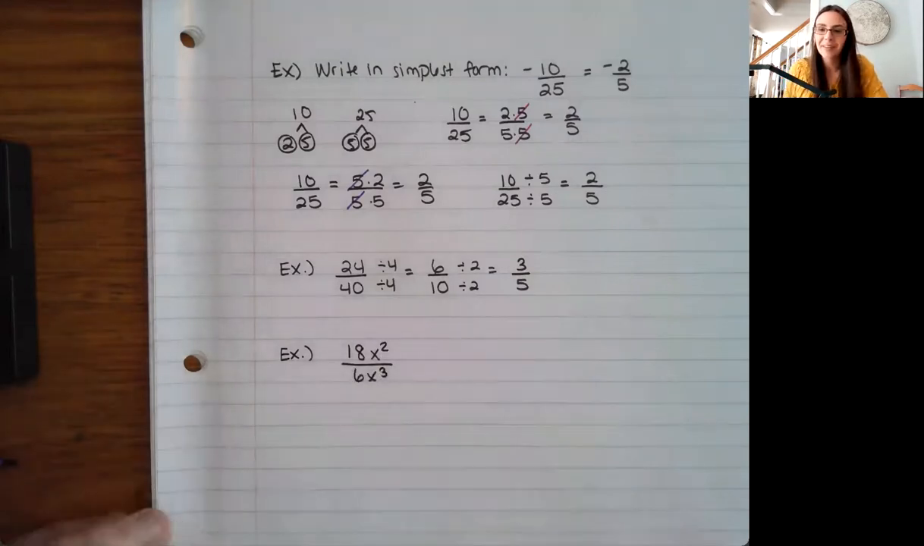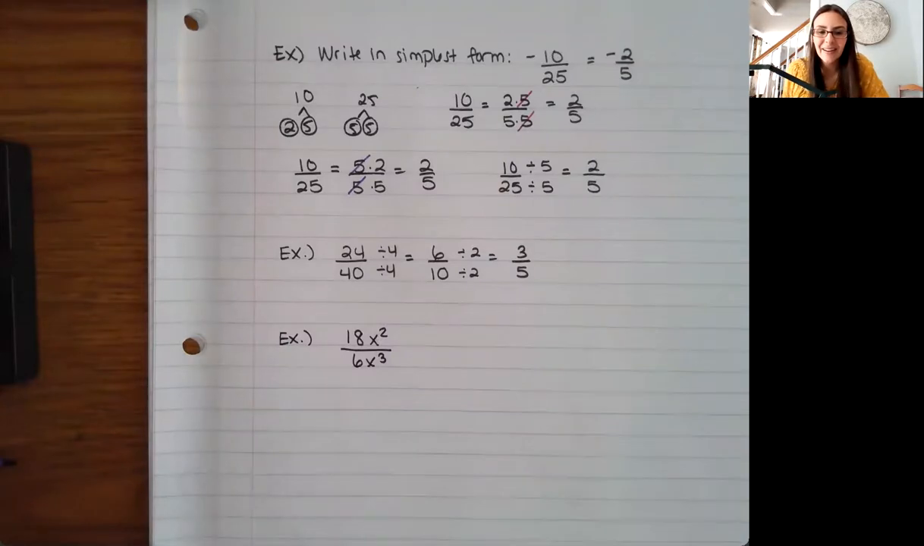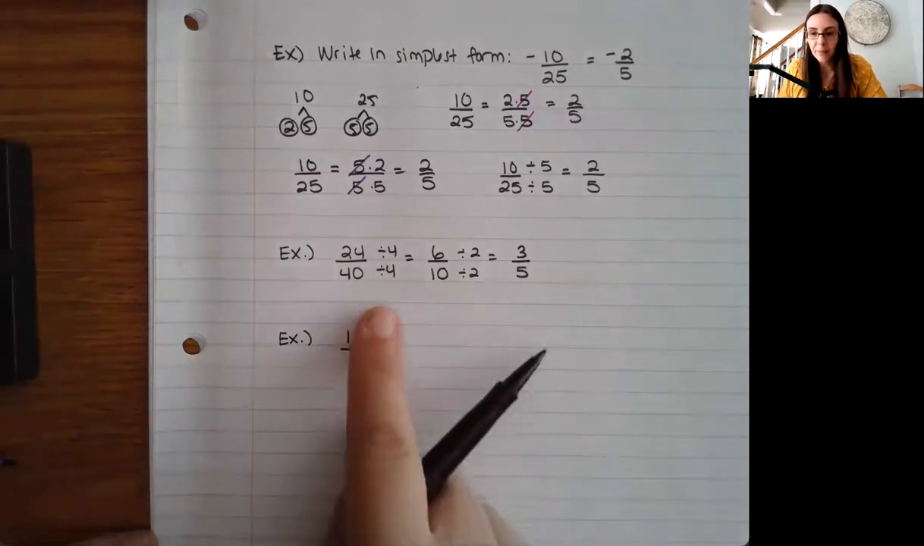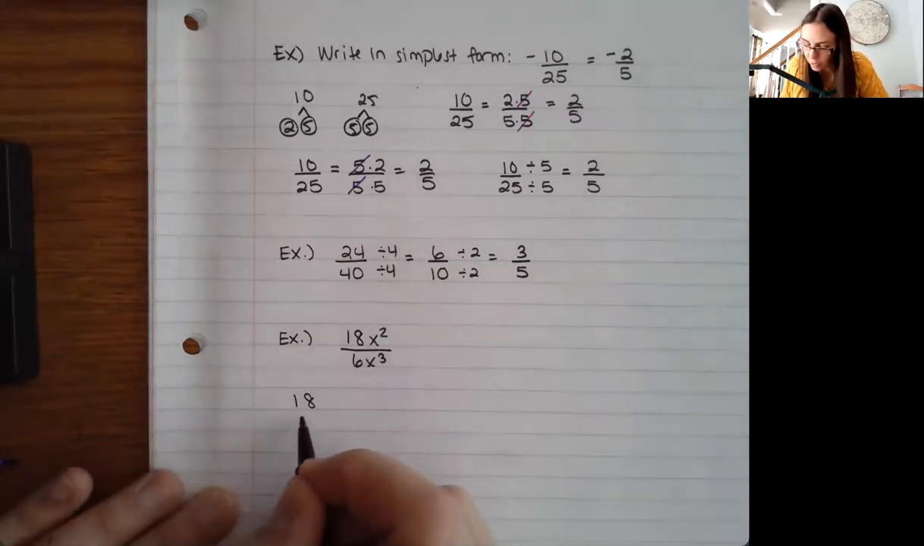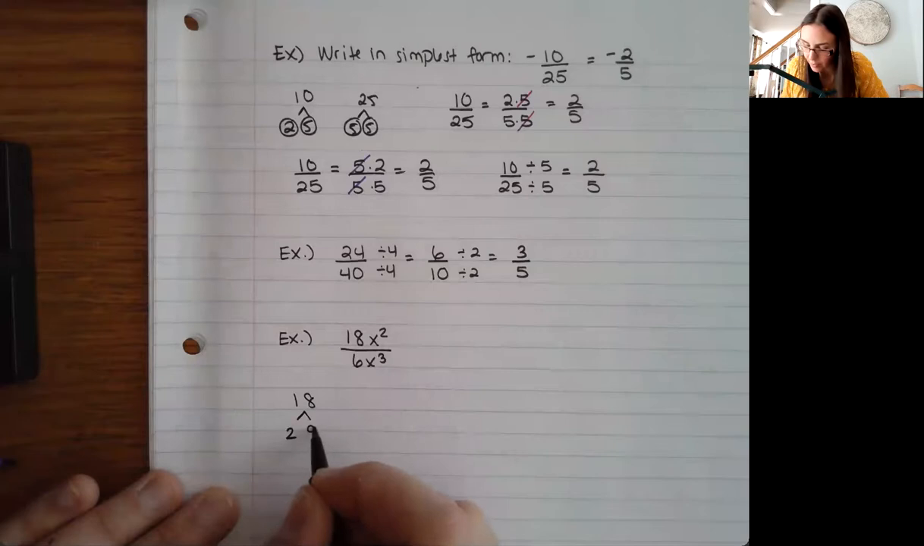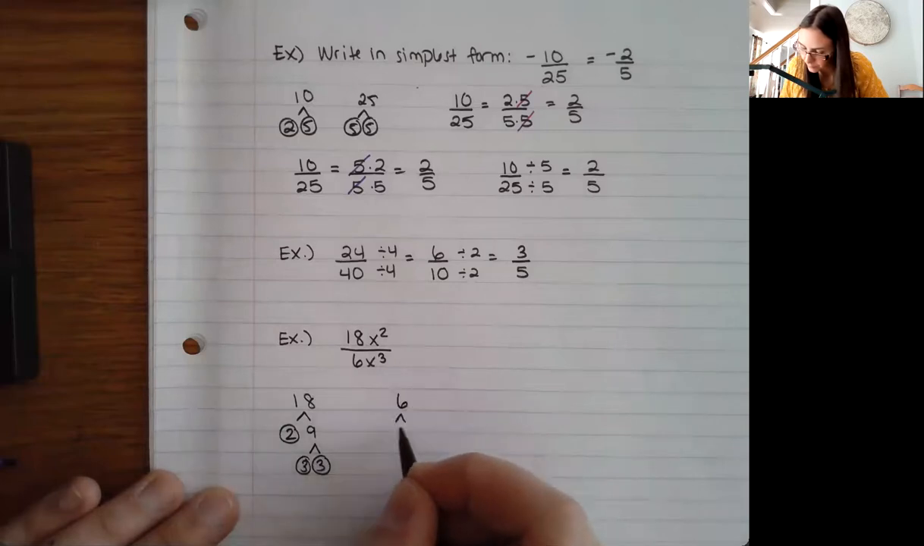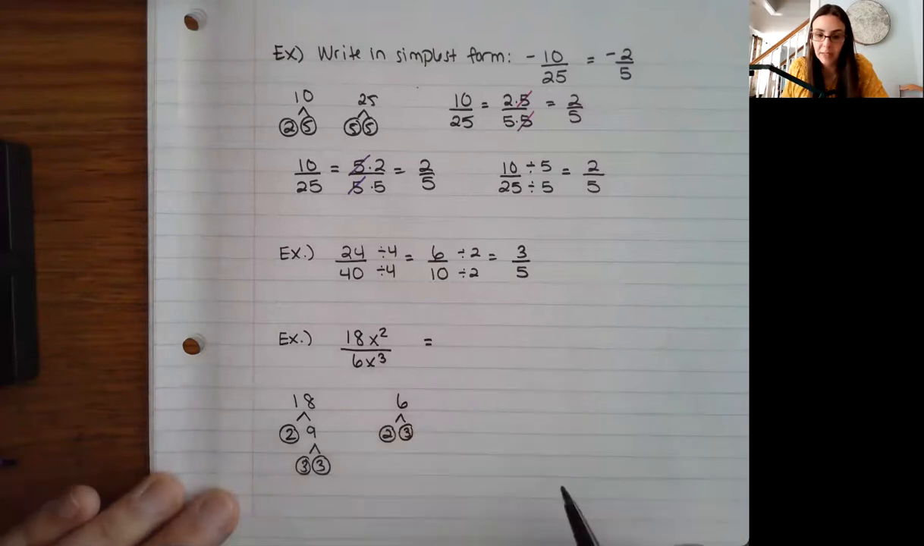All right, let's do a hard one here. 18x squared over 6x cubed. So you can kind of think of this in 2 different ways. If you want to work with the numbers separately and then the variables separately, you can do that. This could be a great one to maybe just use that prime factorization so we don't have to worry so much about, okay, did we get all the factors?